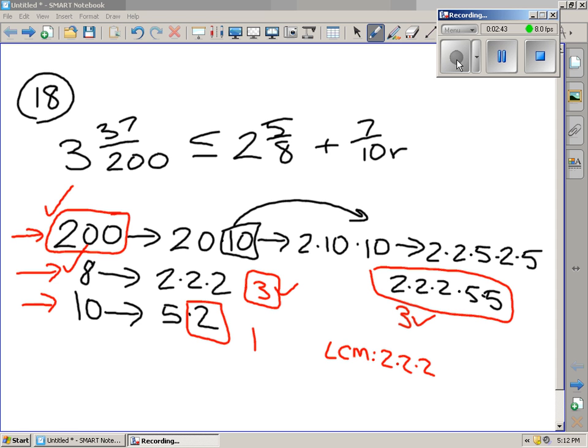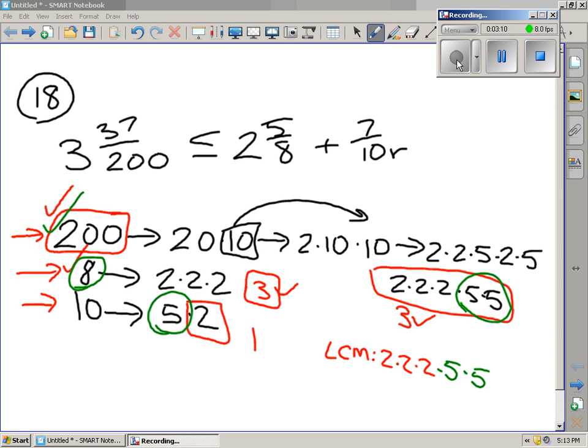We also need to include in our least common multiple a factor of 5. You'll see that it's used once in the number 10, and twice in the number 200, and 0 times in the 8. So the highest frequency of use is in the 200. So we're going to include it twice in our least common multiple.